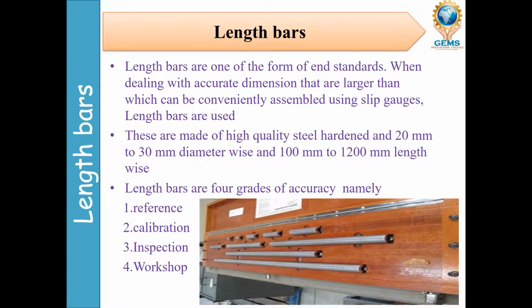Reference is for reference only. Calibration is for calibration purposes. Inspection is for when you want to check a diameter for an inspection. Workshop means normal use, so at that time we can use a bar. Length bars are similar in function to slip gauges, but they are lengthy. If you look at this figure, these are the lengthy bars. The length may be 100 mm, 200 mm, 500 mm, 600 mm, and the box will be like this. These are the length bars. They are end standards, with a flat surface on both sides, so we can also call it an end standard.